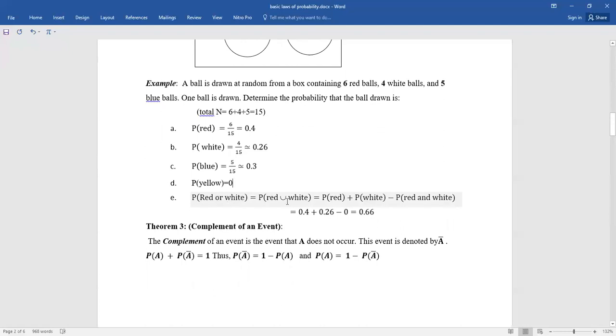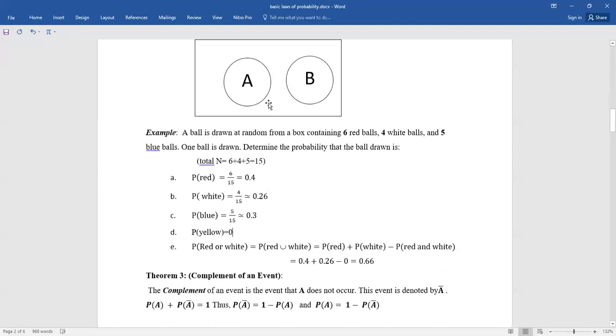Okay. Now question number 3, the ball will be red or white. So here is the or, we have to use the union: probability red plus probability white minus probability red and white. So the addition law we can write, when there is an or, A plus B minus A and B. A is the red ball, we got it. Red is 6 over 15, you can write that as 0.4. And the white ball we got 4 over 15, we got 0.26.